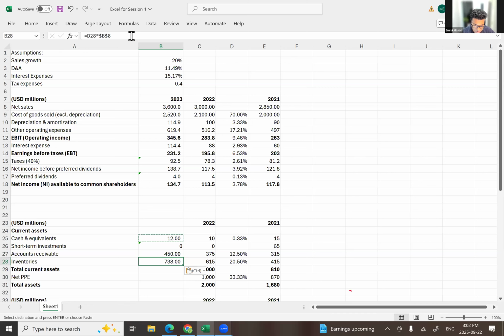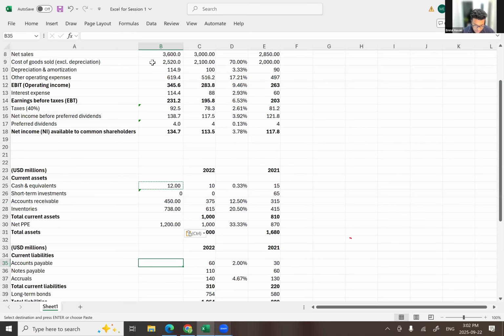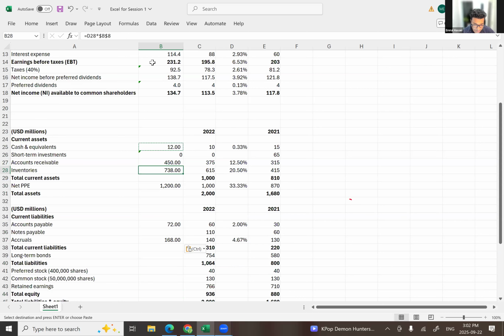Same for inventories, but you should check. If you're doing this for the first time in your life, you should always check. Look, it's increasing by 20%. So you need to be aware of what you're doing as an analyst. All of them are percentage of sales. I'm just checking again. Yeah, D37, B37, and we keep the rest same. Okay.